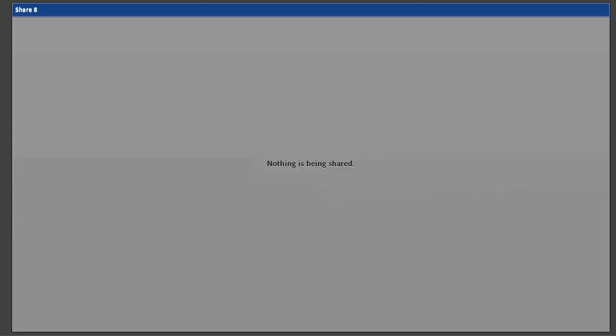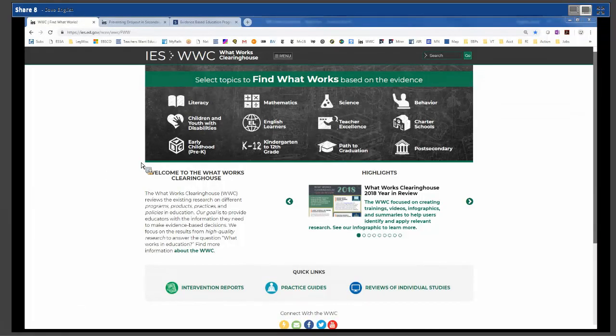So I'm going to transfer over and share my screen. I'm now sharing my screen. And if one of my colleagues can just let me know that you can see it, I'm going to jump into how to navigate this site real quickly.